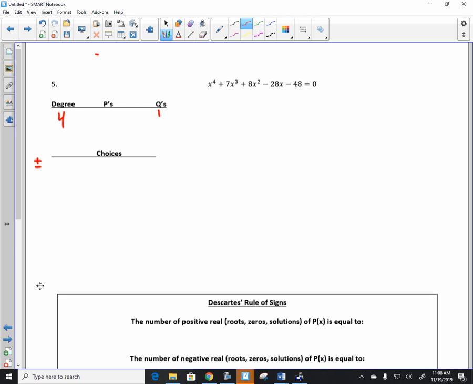So plus or minus 1, plus or minus 2, plus or minus 3, plus or minus 4, plus or minus 6, plus or minus 8, plus or minus 12, plus or minus 16, plus or minus 24, and plus or minus 48. Oh boy. Now, remember, Mr. Gens is giving you this test with no calculator. So what do you think the chances are that he'll give you one where the solution is 48? Pretty slim, right?